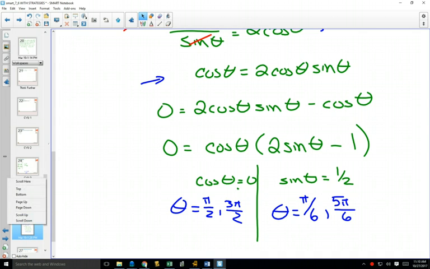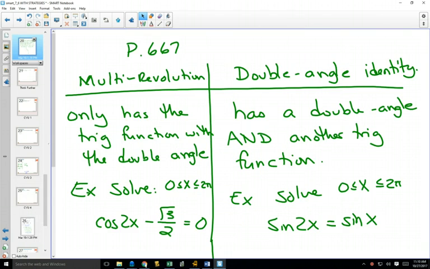Our next examples are pointing out that now that we have double angle formulas, sometimes in trig equations you will recognize them and do multi-revolution questions, and sometimes you'll have to use your double angle identities to solve them. So how do we know which one to use? I've got two examples here, one where you can use your multi-revolution strategy, one where you can use your double angle identity, and what's the difference between them. So I'll let you copy this down before we start this example.